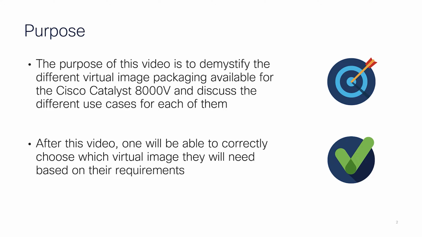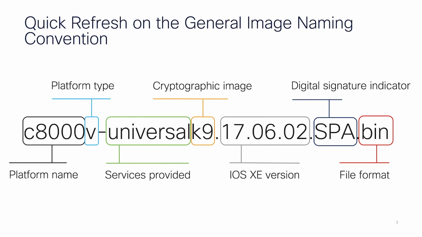Before we start things off, let's go over a quick refresh on our general image naming convention. So in this example, we're going to be dissecting a Catalyst 8000V image running on IOS XE 17.6.2. There are various image versions available on software.cisco.com, but the naming convention is the same for all of them. The image name can be broken down into 7 different components. The first section, shown in the black rectangle, is the platform name. The C8000V is part of the Cisco Catalyst 8000 series Edge family, which is defined here as C8000.